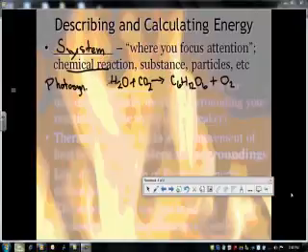Yeah, our kids learned this last year in biology. They're good at that. Yeah, I think so too.